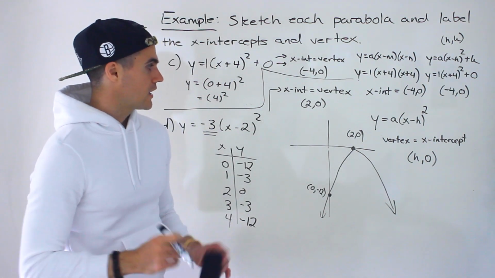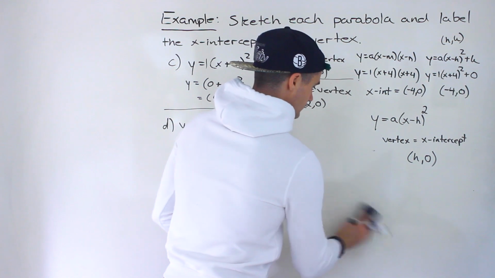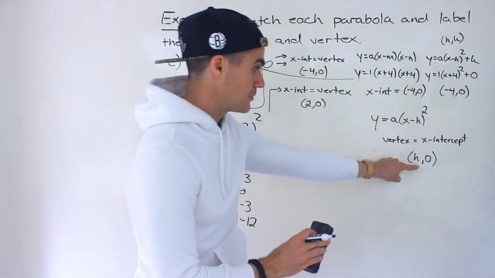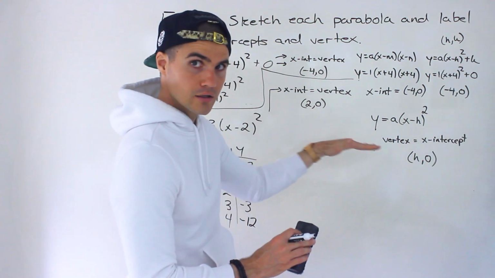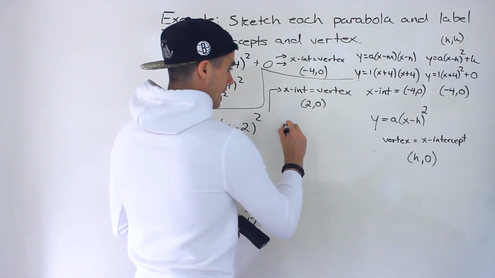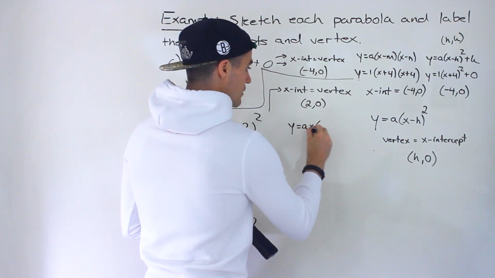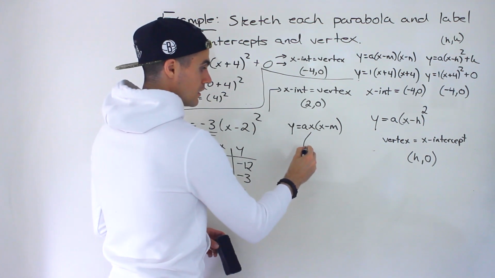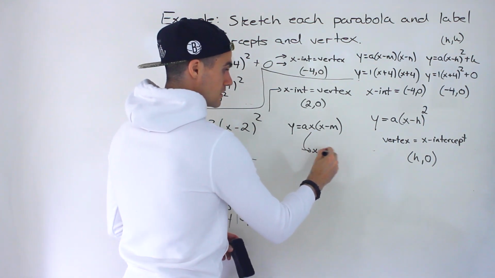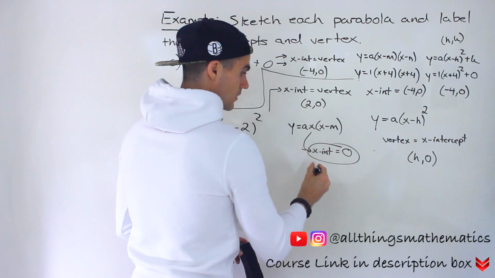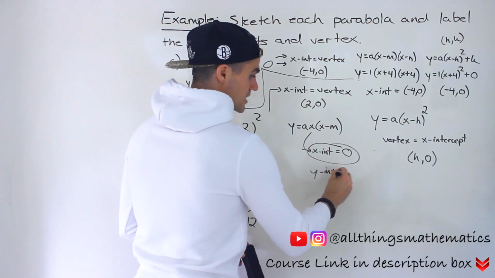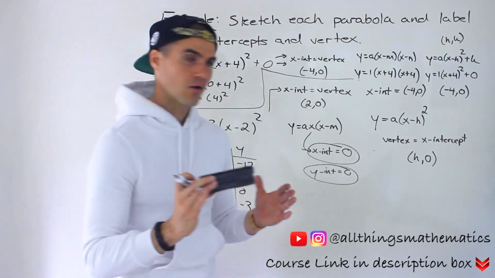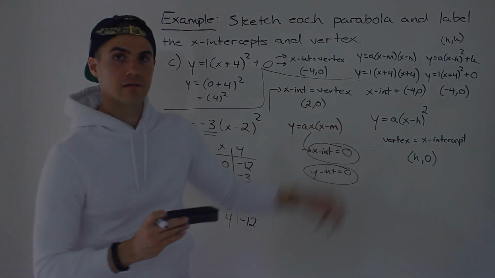Okay, so as a quick review, if something's in this format, the vertex and the x-intercept, they're the same. They're happening at h and 0. They're happening on the x-axis. And then if you get a quadratic in this kind of format, okay, one of the x-intercepts is always going to be 0. And it's going to be the y-intercept as well. It's going to be going through the origin. All right, so be on the lookout for this kind of format and that kind of format.